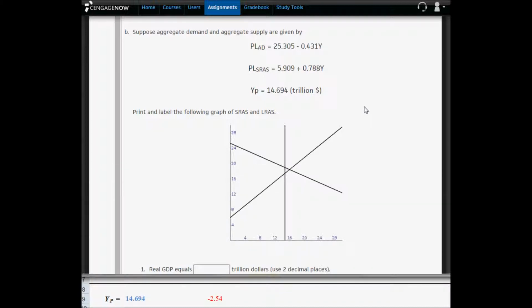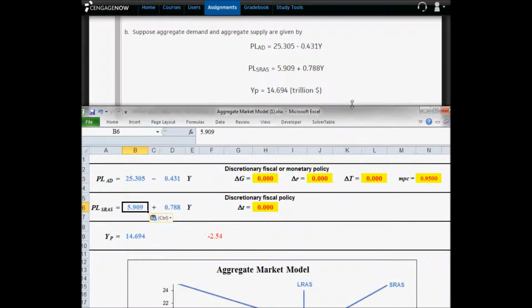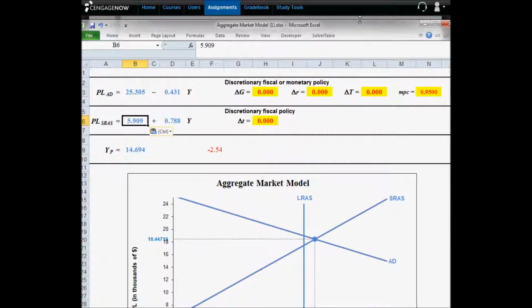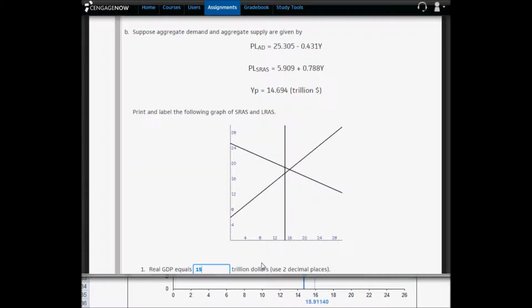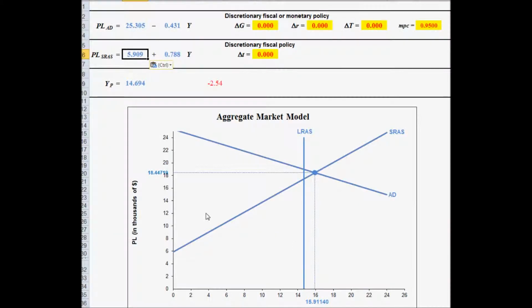The diagram in Cengage Now is identical to the diagram that is in the Excel spreadsheet. The intersection of aggregate demand and short-run aggregate supply produces a short-run equilibrium, where real GDP to 2 decimal places is 15.91. The price level to 2 decimal places is 18.45.